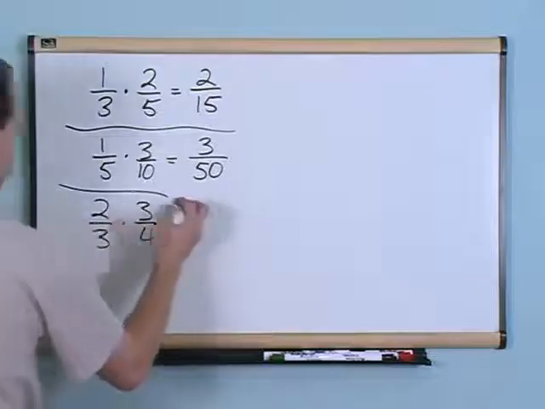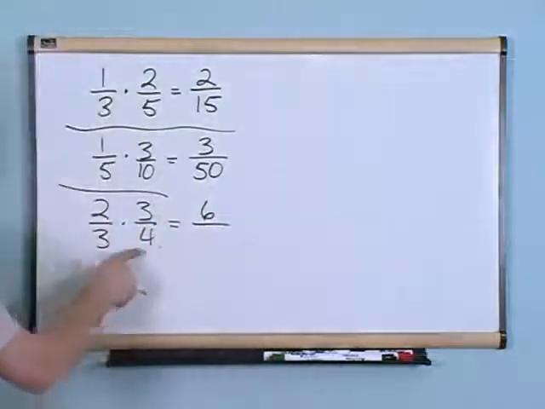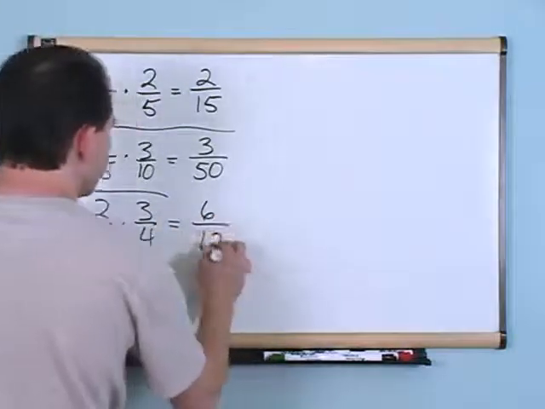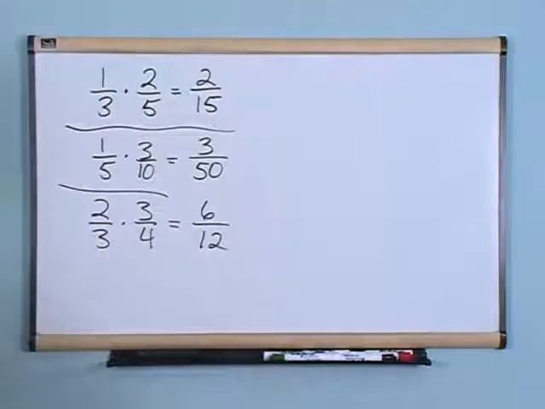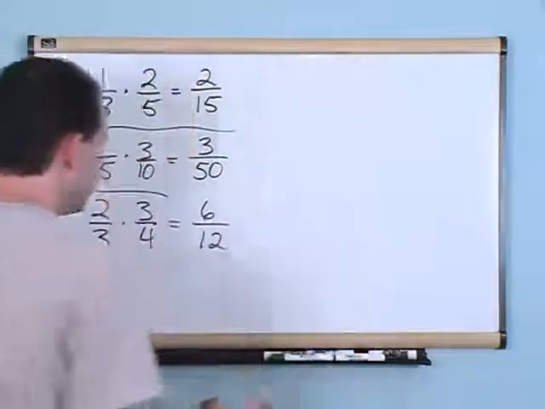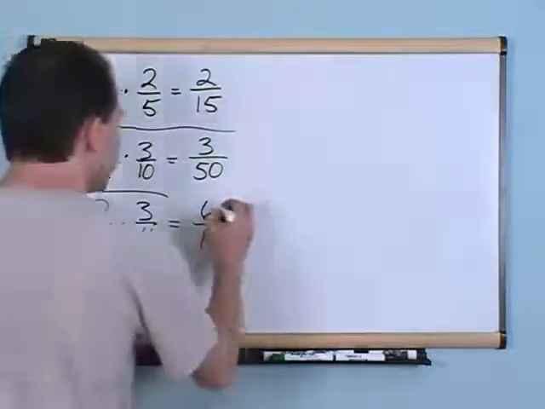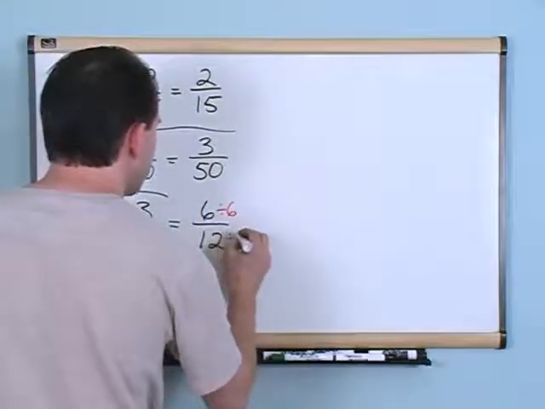Multiply the top. 2 times 3 gives you 6. Multiply the bottom. 3 times 4 gives you 12. Always check and see if you can simplify the fraction. In this case, you can, because you can divide the top by 6 and the bottom by 6.